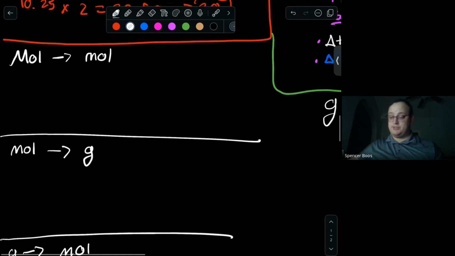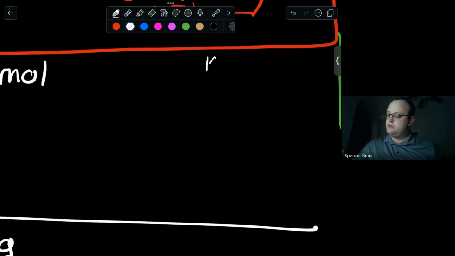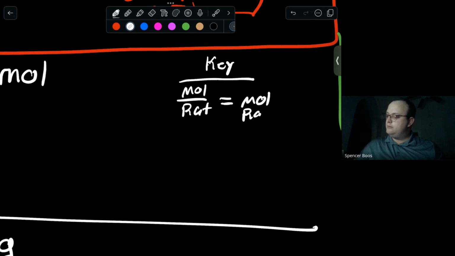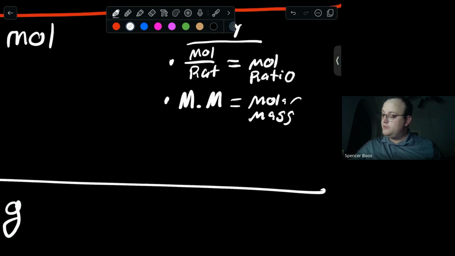Let's talk about mole to mole first. For this, I'm going to put a key over here so everybody understands my shorthand. This is your mole ratio. And if I ever say MM, this is your molar mass. That way you can account for it in your notes. An important note here, and for the entirety of the exam, we'll even put it in red.